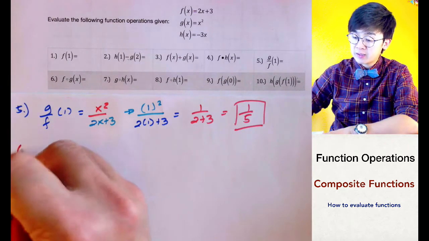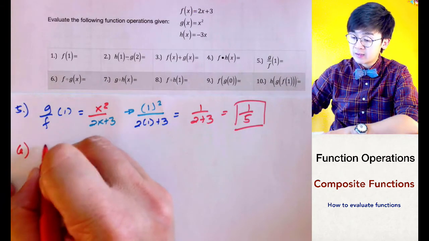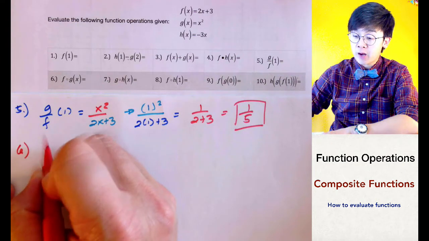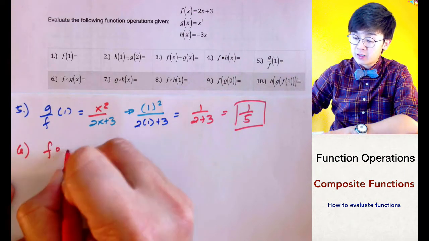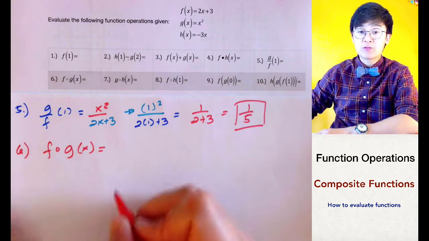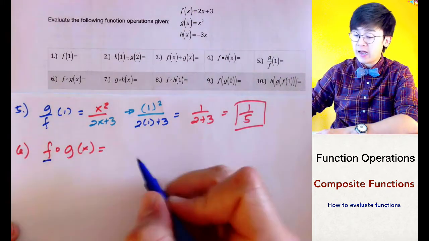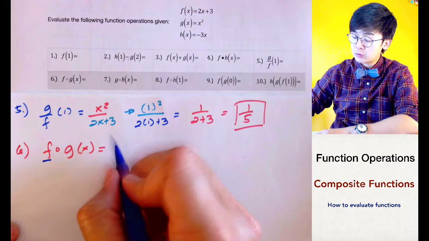And for number 6, we have a different operation. This is the composite function, or composition of function, f of g of x. So to find the composition of function f of g of x, all we need to do is write the function f, and the function f is 2x plus 3.